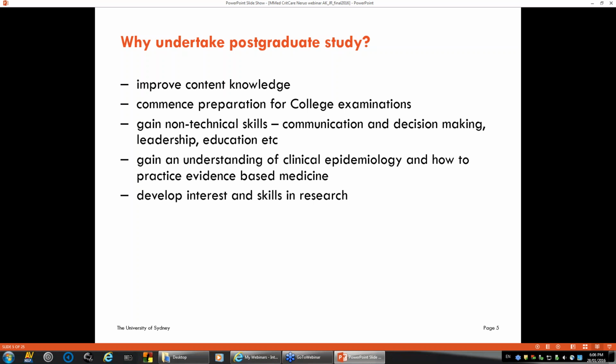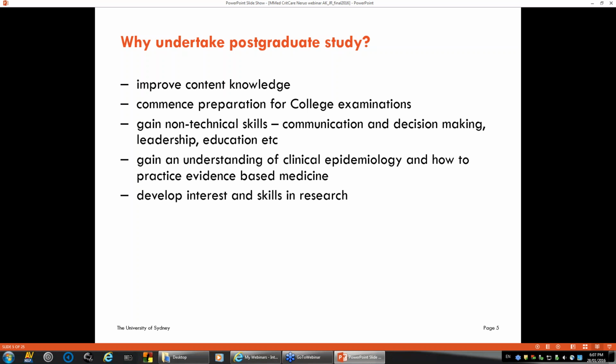There are non-technical skills that we're really pleased to be offering in these degrees, and they include things like communication and decision-making skills, leadership and clinical education. And it's these courses that will often make you stand out amongst your peers and will often help you stand out in an interview setting when you're applying for a job. So think hard about the non-technical skills that you want to gain from this degree.